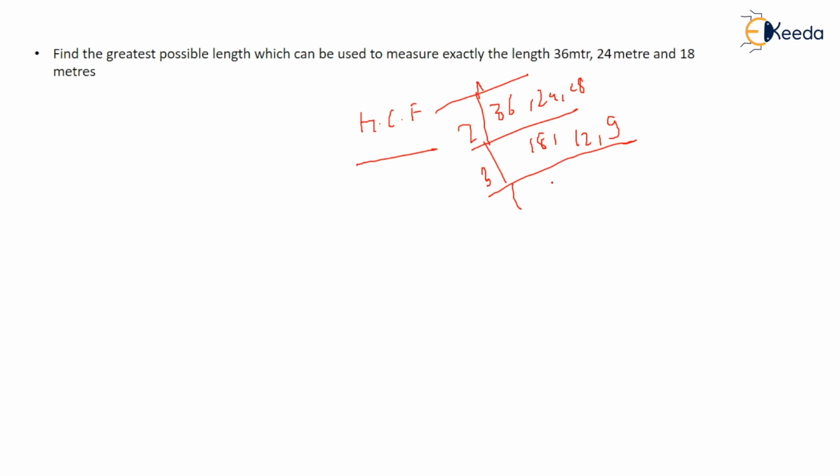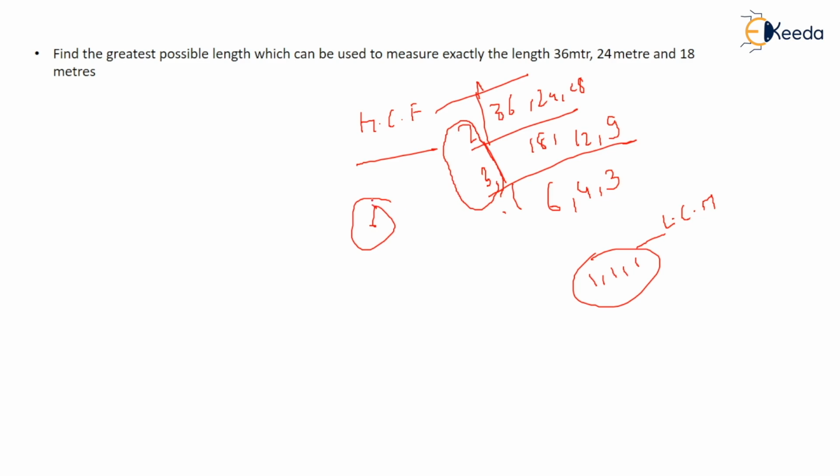After that, this comes out to be 6, 4, 3. Now further you cannot divide because nothing can become common. You can go ahead by taking 1, 1, 1, but that is for LCM, but here you do not need to do that. For HCF, you just find out the common thing. So 2 into 3, that is 6. So 6 is the greatest length that can divide 36, 24 and 18. Okay. Thank you.